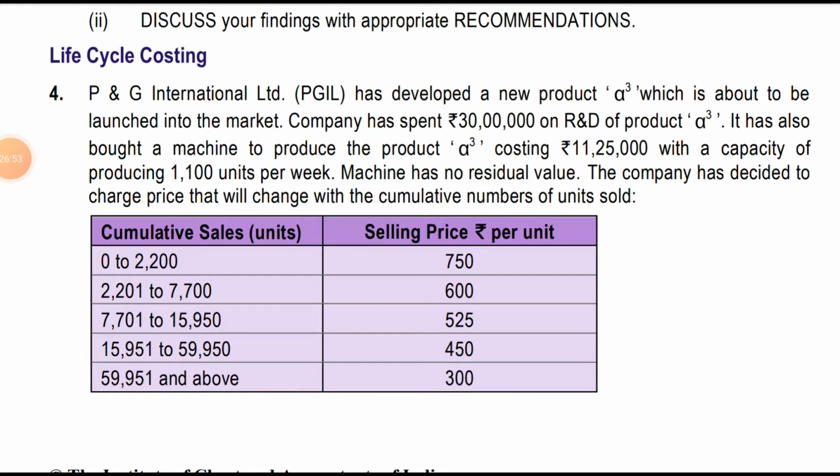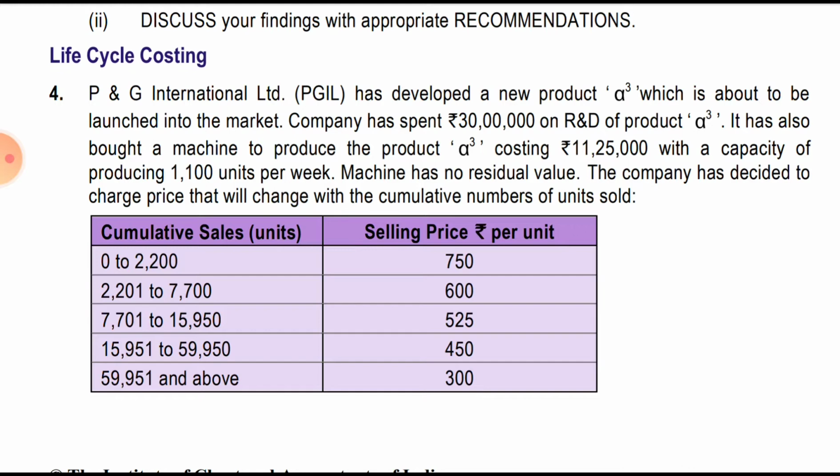P&G International has developed a new product Alpha 3, which is about to launch into the market. The company has spent 30 lakh rupees on the R&D of the product Alpha 3.